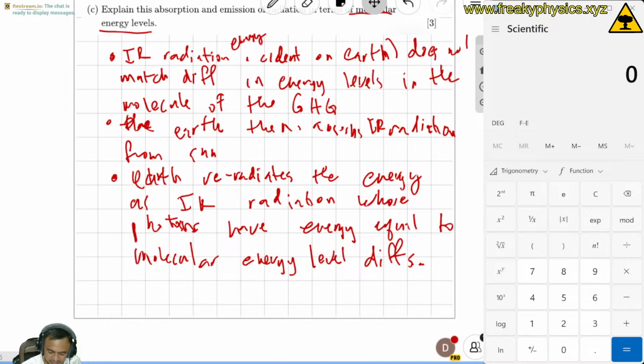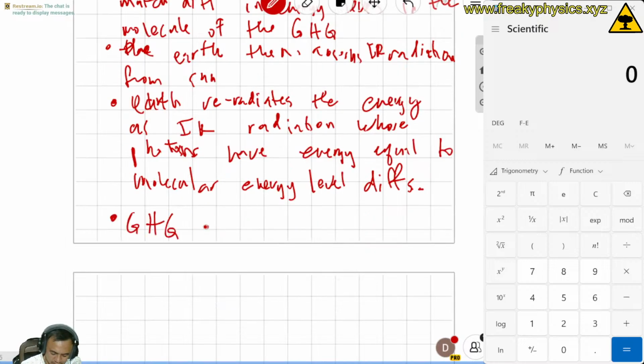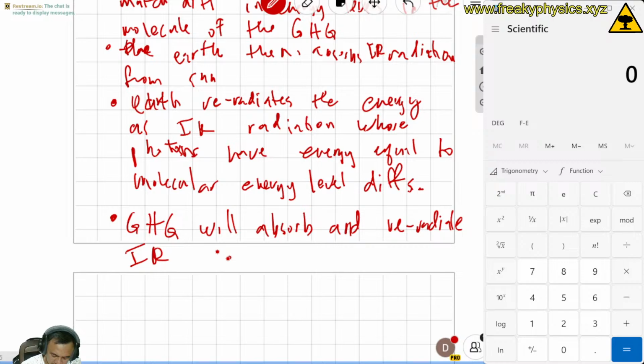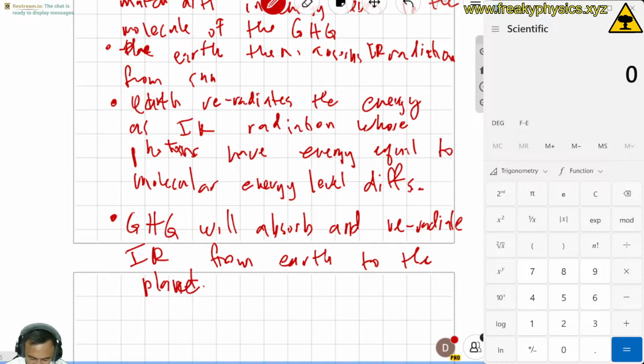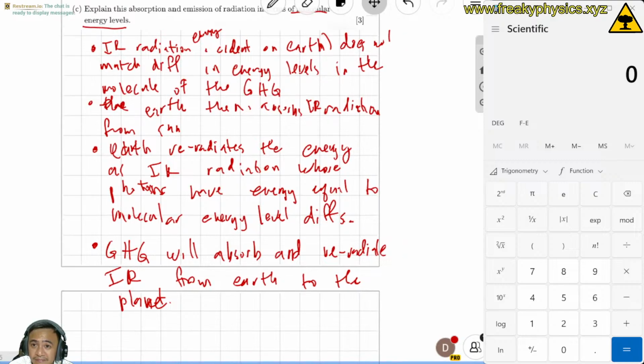And then the fourth one is now involving what it does. So the greenhouse gas will absorb and re-radiate the IR from Earth to the planet. That's it. So these are the safe 4 marks that I would write. In fact, there's only 3 that you need. Okay, any questions here?